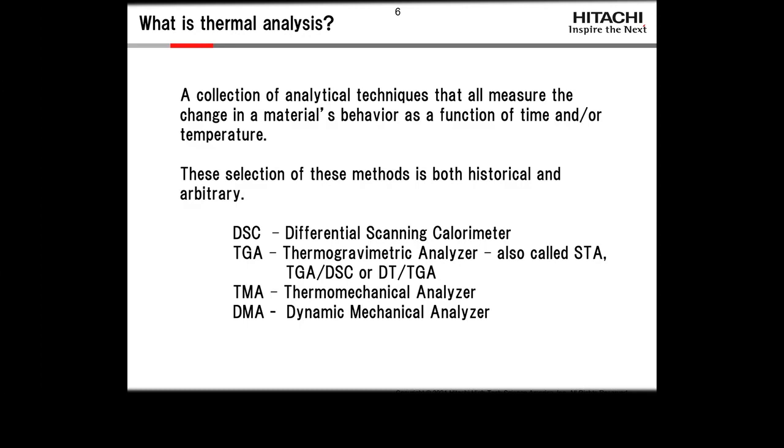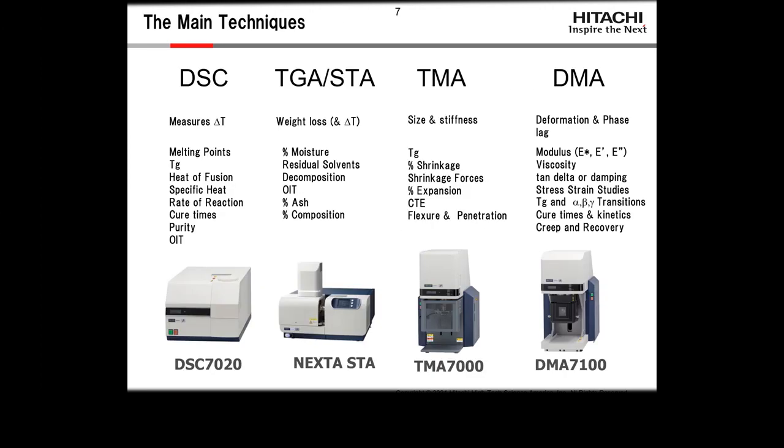The four core techniques in thermal are differential scanning calorimetry, DSC, thermogravimetrics, TGA, thermomechanical analysis, TMA, and dynamic mechanical analysis, DMA. And we'll take a quick look at all of them in this talk. These main techniques all look at various changes as a function of temperature. DSC looks at the change in temperature as a function of temperature or in heat flow, and it gives a list of properties that are given here, melting and Tg being the most common.